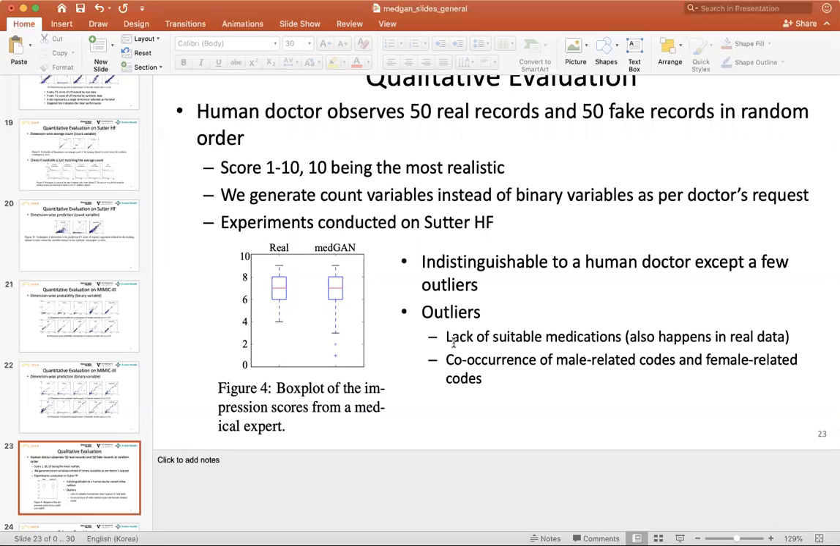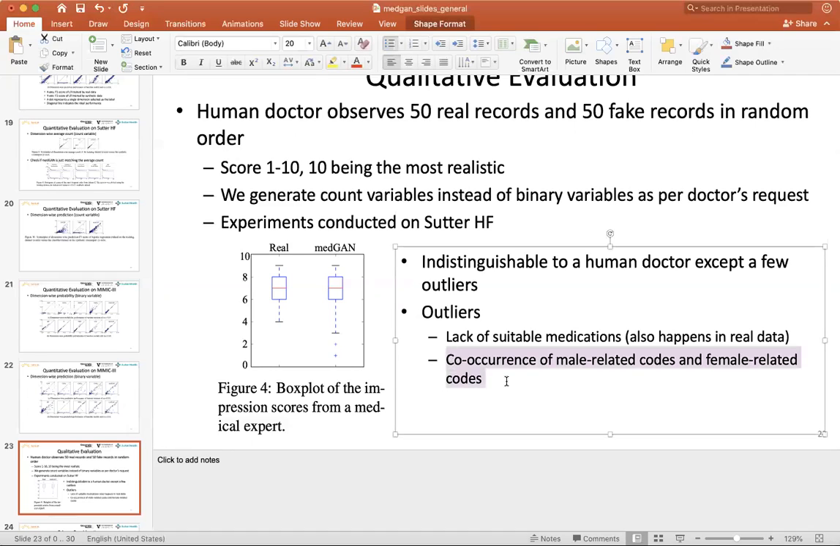And another is even more interesting. Another is co-occurrence of male-related codes and female-related codes. There are some diseases that are specific to male patients and some that are specific to female patients, and they were co-occurring in the same fake sample. Within one single fake sample, there were 2 codes that occur in males only and females only. So that is definitely a wrong sign, a definite cue for the doctor. So there were 2 outliers.